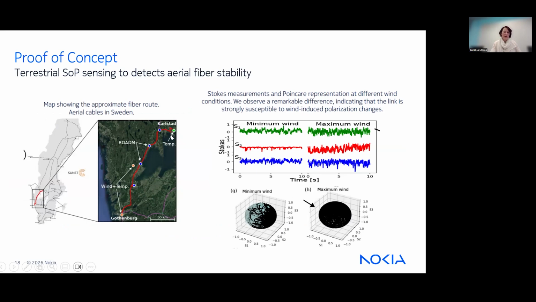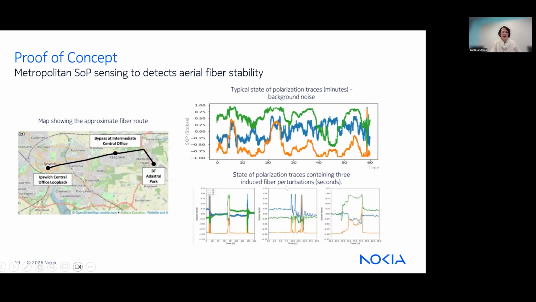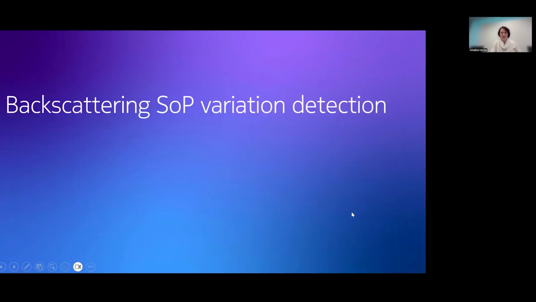And this field trial was done in Sweden, and also in this case we could observe the variation of the SOP with reference to the wind strength, and not only how the SOP is modifying the amplitude of the changes on the three Stokes parameters, but also how these points are moving on the Poincaré sphere. And here there is another kind of experiment that we did now in a metropolitan area. And also in this case, we can observe different types of events that have been monitored.